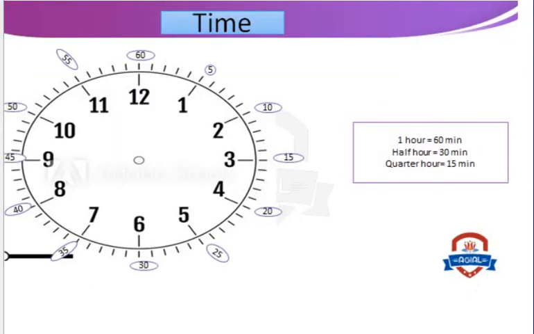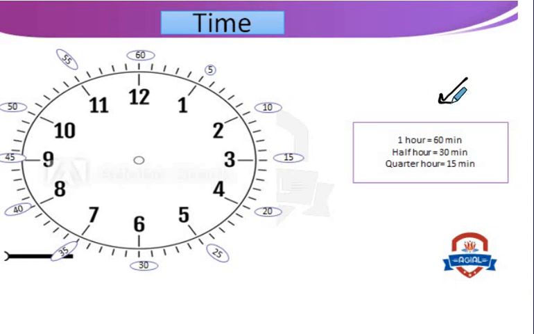At first, time. We know that 1 hour equal 60 minutes and half hour equal 30 minutes and a quarter hour equal 15 minutes. Okay? Again, 1 hour equal 60 minutes, half hour equal 30 minutes, and a quarter hour equal 15 minutes. Okay, look at me at this clock.